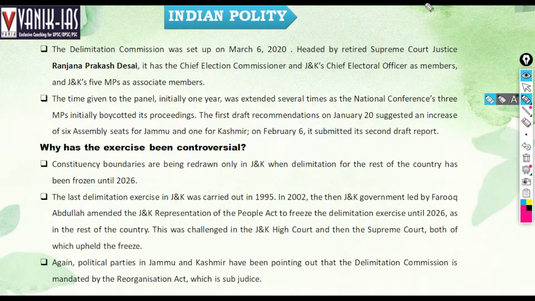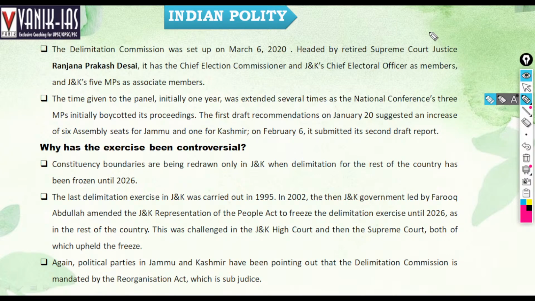Next, the Delimitation Commission was set up on March 6, 2020, headed by Supreme Court Justice Ranjan Prakash Desai. It had the Chief Election Commissioner and the Jammu and Kashmir Chief Electoral Officer as members, and 5 MPs from Jammu and Kashmir as associate members. So this is the constitution of the Delimitation Commission.